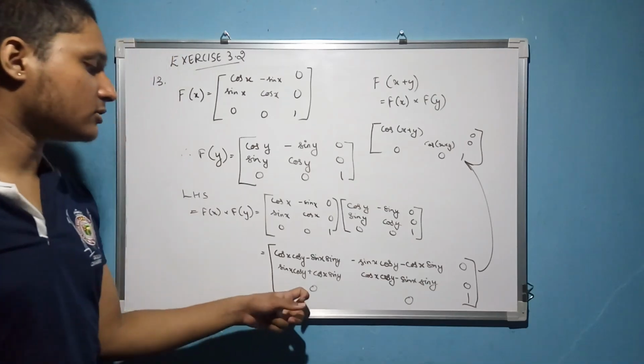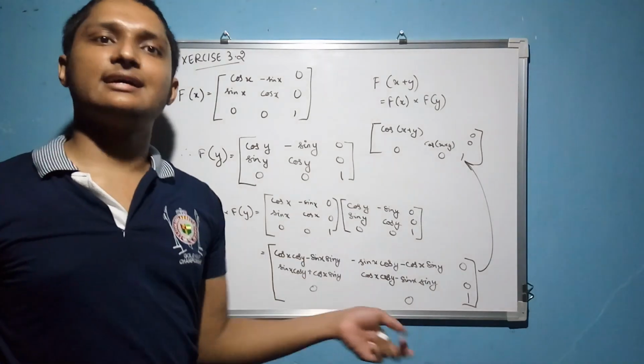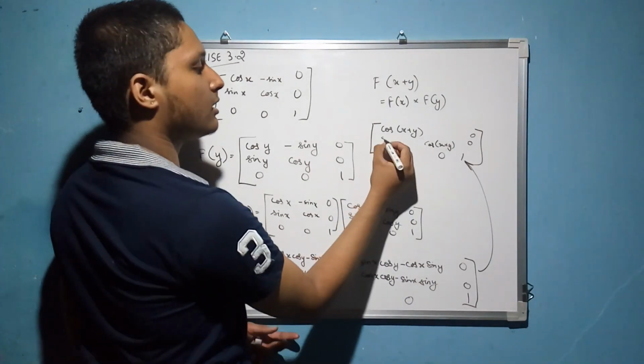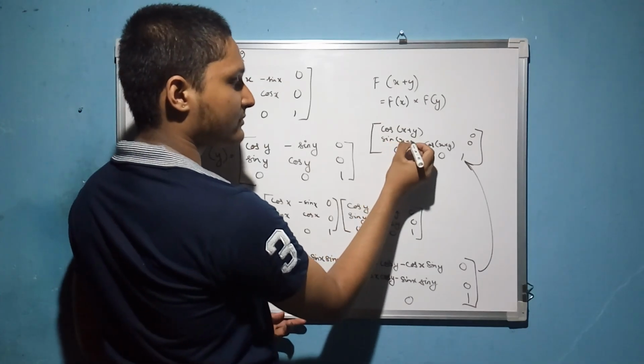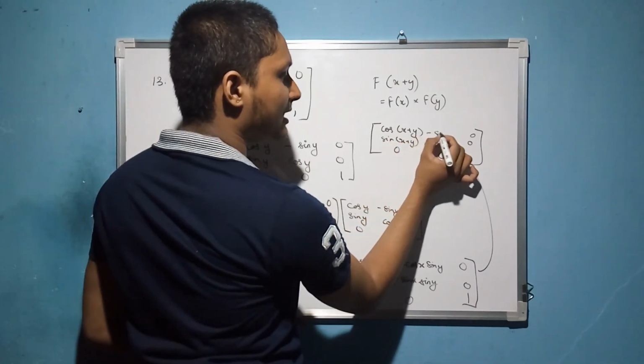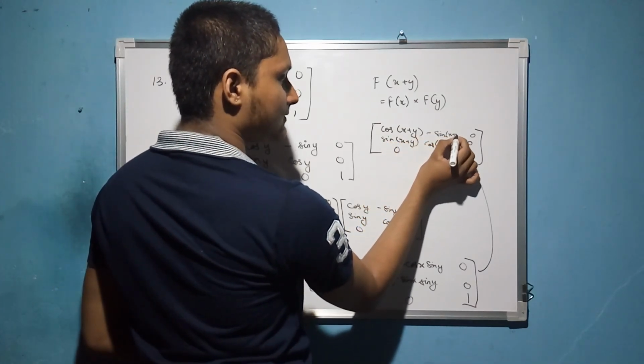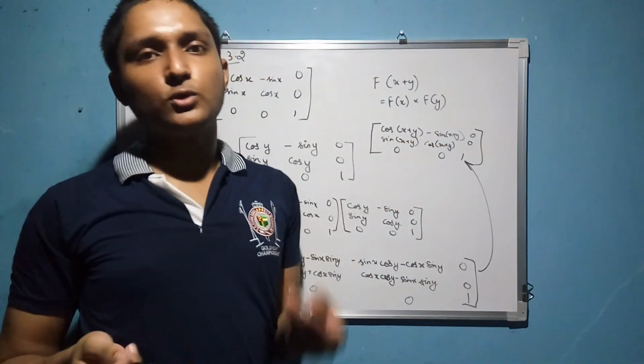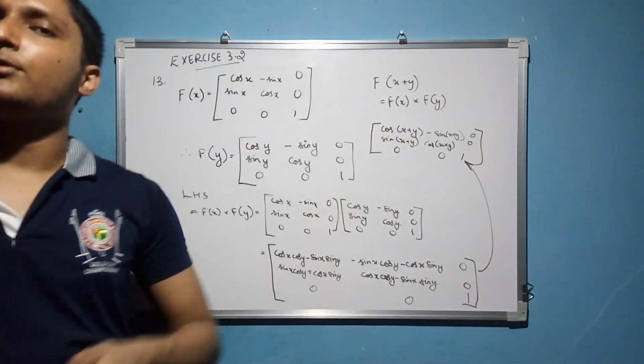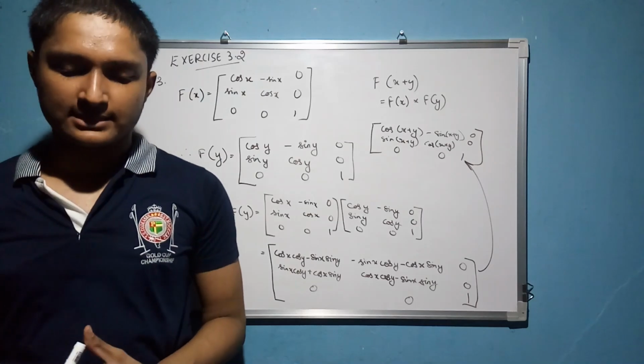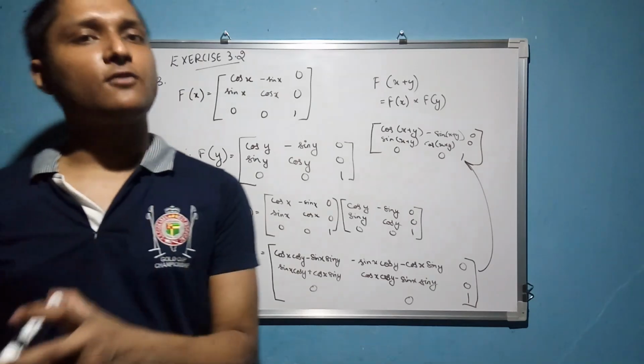Here you have sin x cos y plus cos x sin y. That is the identity for sin of x plus y. Similarly, you get here minus sin of x plus y. Generally, when a proof question comes, somehow you need to get that answer. That's it. Next you have the 14th question.